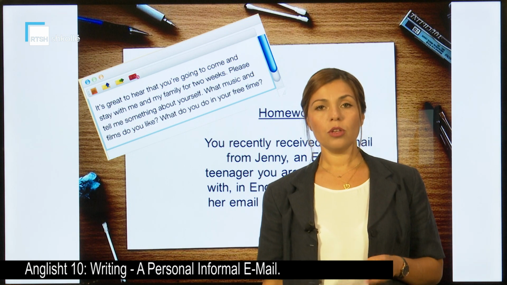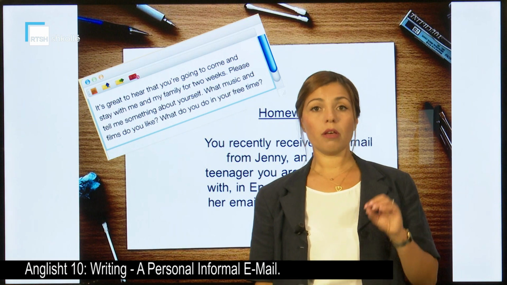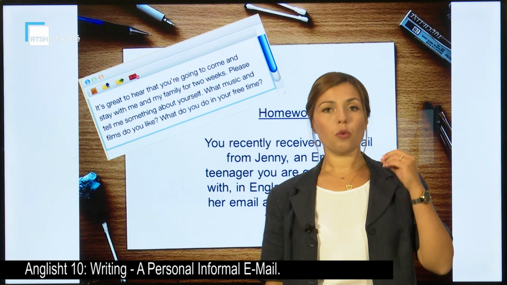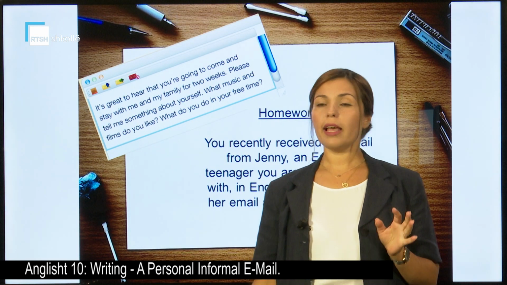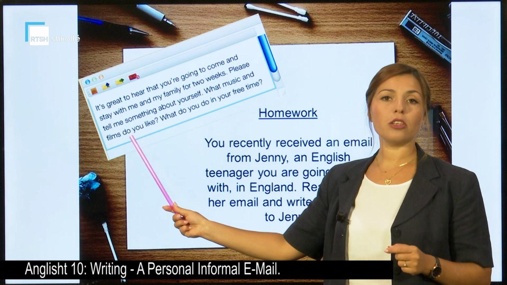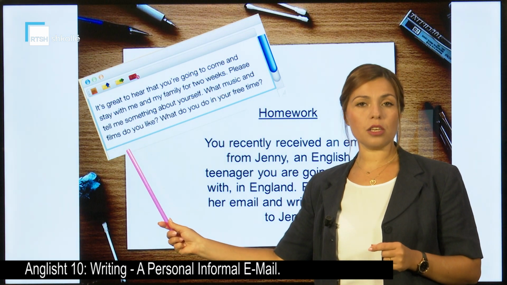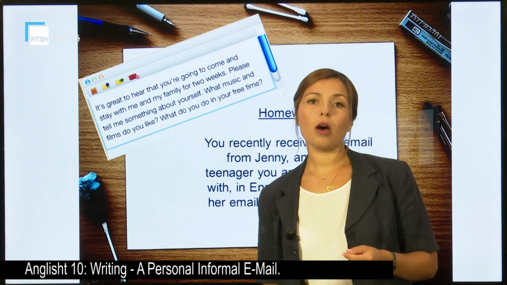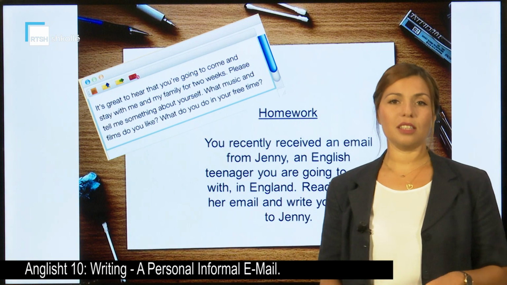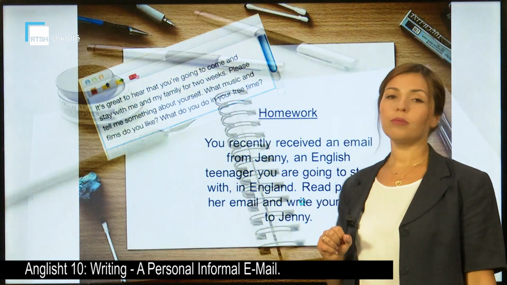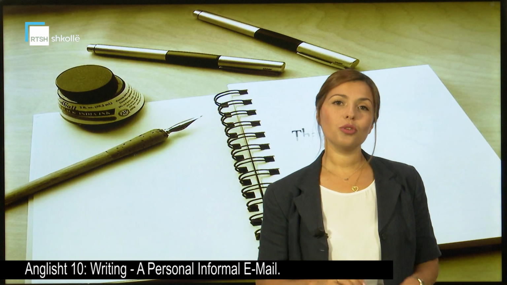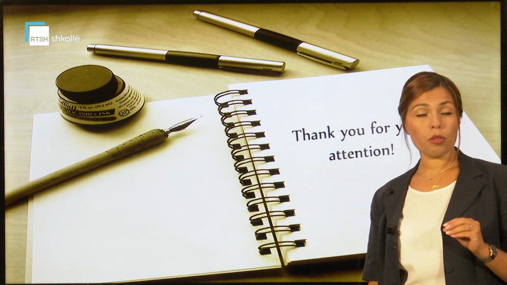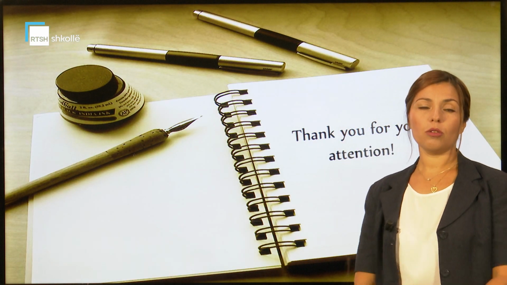So now you are going to keep the model that we did in the very beginning, write about yourself, and include the information that Jenny is asking you. Don't forget to ask her about her favorite sports and activities. Now you are prepared to do this writing, and don't forget to keep in mind all the details that we said about the informal letter.